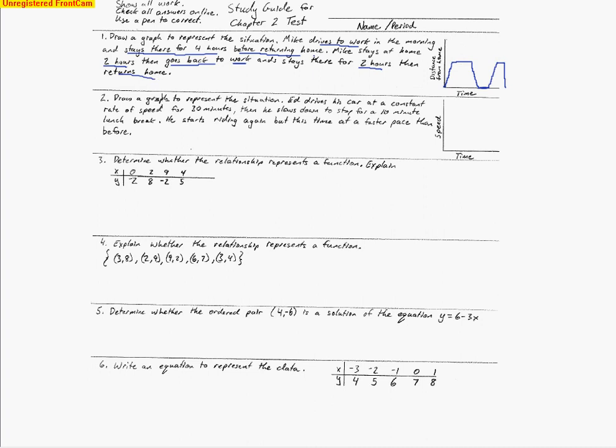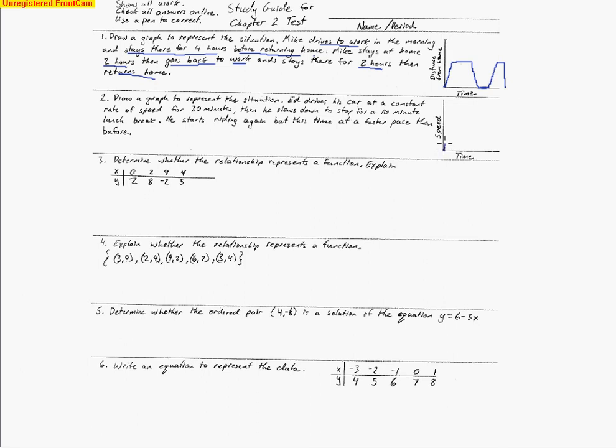So the next graph's a little different because instead of distance, we've got speed for the y-axis. Time is the x. So let's see what it says. So draw a graph to represent the situation. Ed drives his car at a constant rate of speed for 30 minutes. Okay, so he's driving at a constant rate. Let's say he ends up starting at no speed. So he drives to a constant speed.